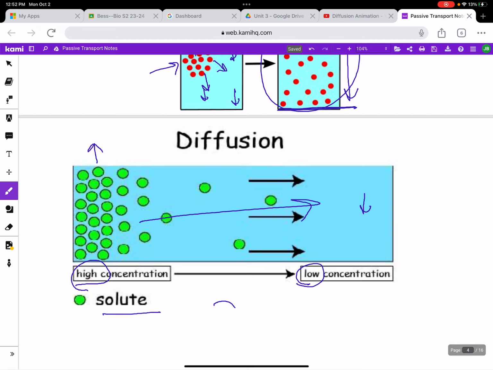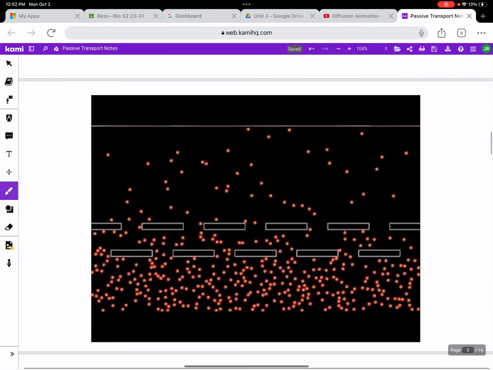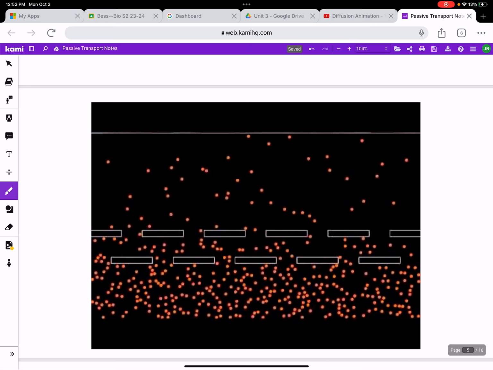I kind of think of it as like a slide, and you have a ball on a slide, and it's going to move down that gradient from where there's more to where there's less. So this is a video. It's just a real short clip that I'm going to show you here in a second. In this, they have an artificial membrane. So this is supposed to be a part of the cell membrane right here. These rectangles that I'm outlining in bluish purplish, this is the cell membrane.